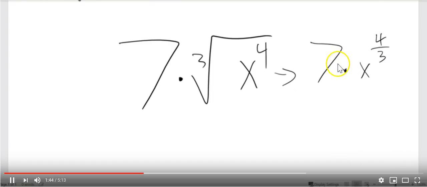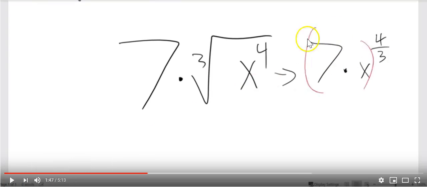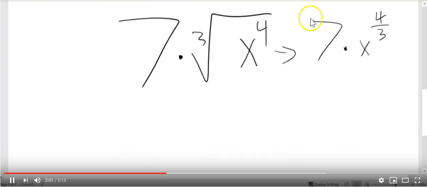So we're multiplying. So it's 7 times x to the power 4/3. Do not put the parentheses like this, because if you do, that means the 4/3 power applies to both of them. That's not what we're looking at. You have to make sure that if you do put parentheses, you're going to put them over just the x. Don't put the parentheses there, but put the parentheses right there.